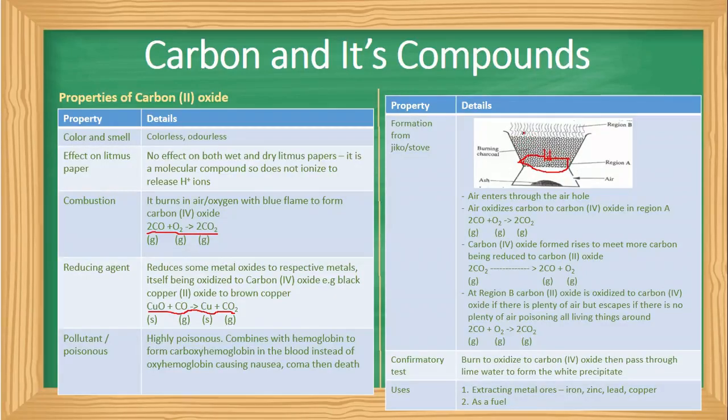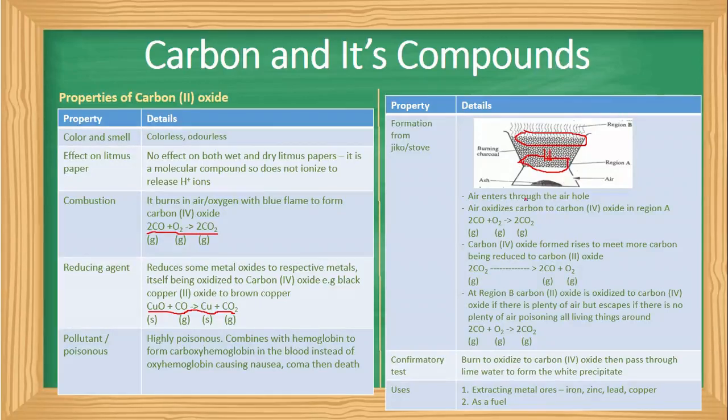So by the time it is reaching up here, it is a lot of carbon 2 oxide, and now it requires enough air up here for it to be converted back, or oxidized, to carbon 4 oxide. But if there is not plenty of air in the room, the gas that will continue to come out from the charcoal will be carbon 2 oxide. And as we have described, carbon 2 oxide, when it reaches the body, interferes with the flow of oxygen to body parts, which causes nausea, coma, and then death.